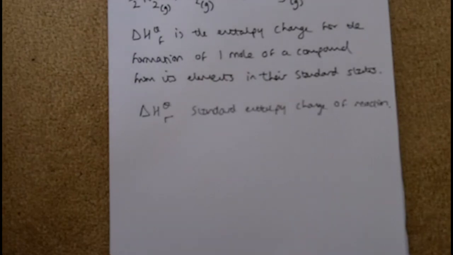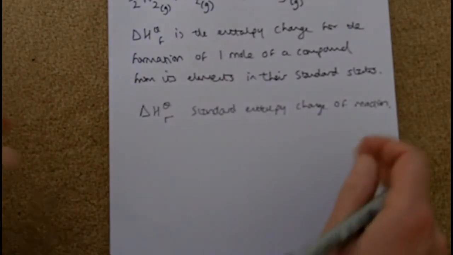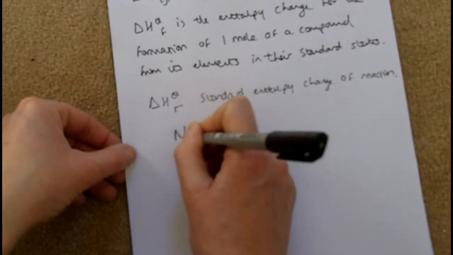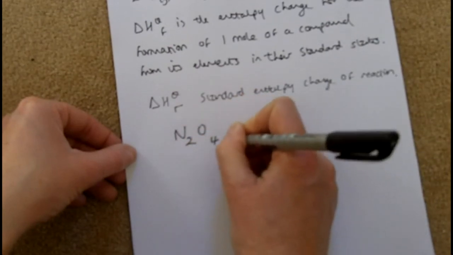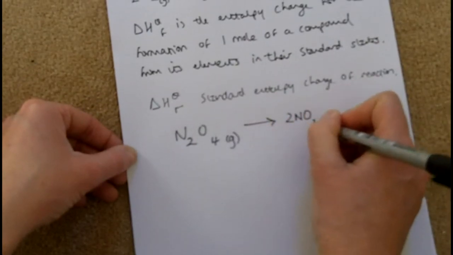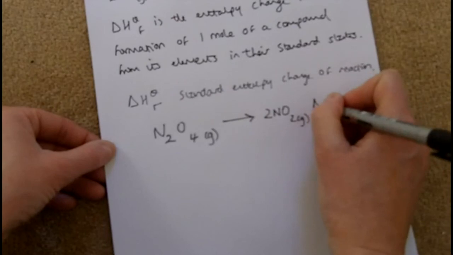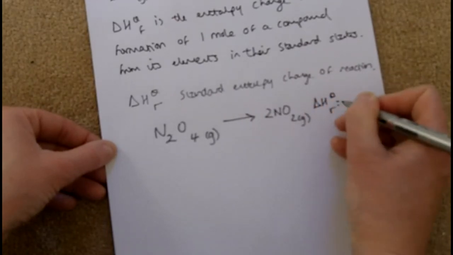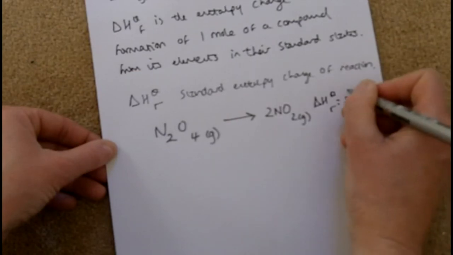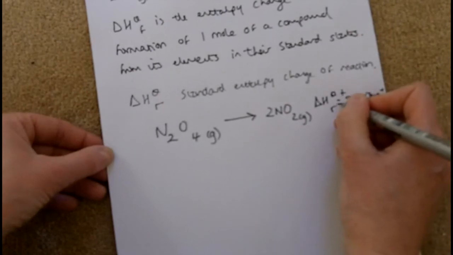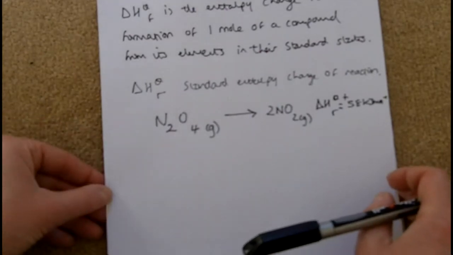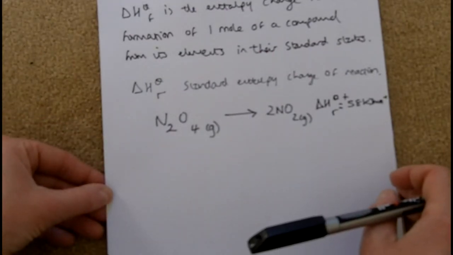So let's just take any reaction. Let's just take the decomposition of this compound here. The decomposition of this compound will break down into this compound here, and the standard enthalpy change for this reaction is positive 58 kilojoules per mole. It's not combustion, it's not formation, it's just a reaction. Standard enthalpy change of reaction.